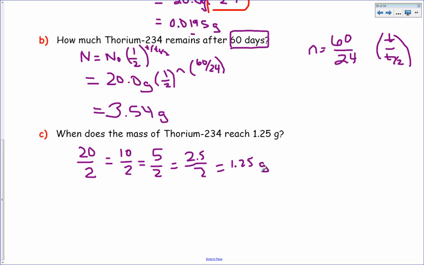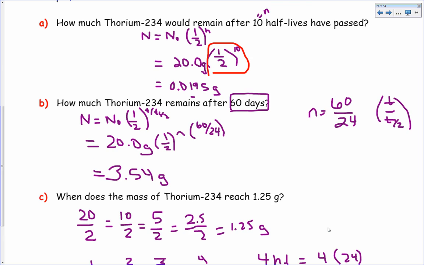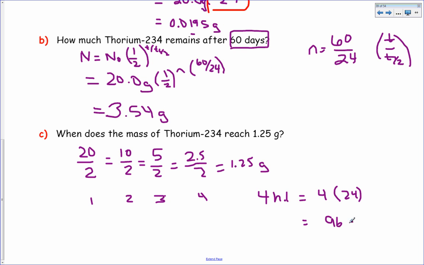Then we look, and we've got 1, 2, 3, 4 half-lives. So 4 half-lives is equal to 4 times 24, which is 96. Sorry, 96 days. Now, of course, you can use logs, and that would be really hard for me to do using my mouse here, so I'll do it on the board on Wednesday for those of you that are interested.